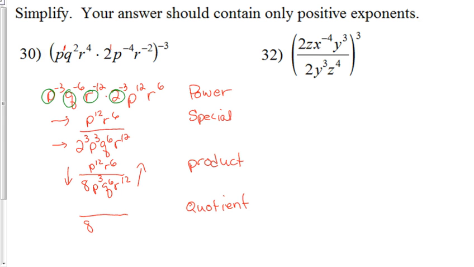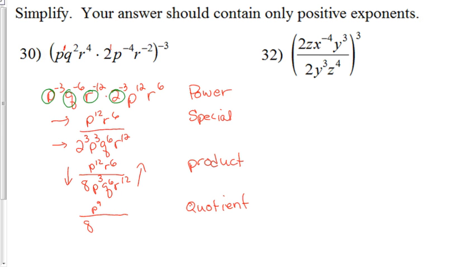Look at the p's. We have 12 p's on top, and 3 p's on the bottom. So when you cancel out, 3 of them cancel out. You're left with 9 extras, and they are all on the top.